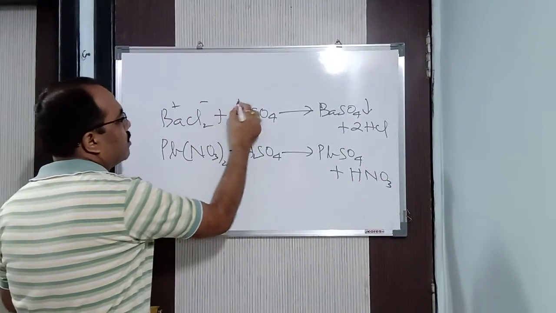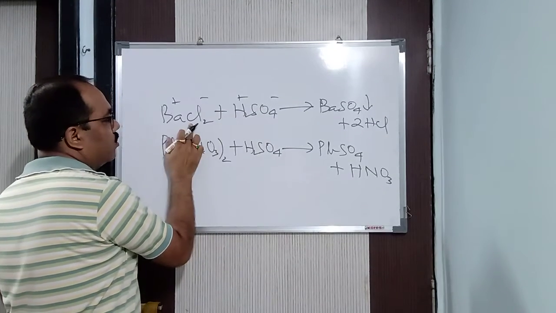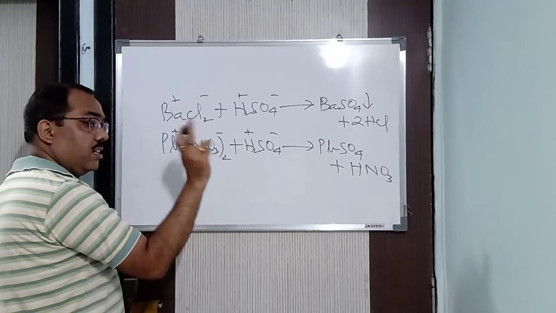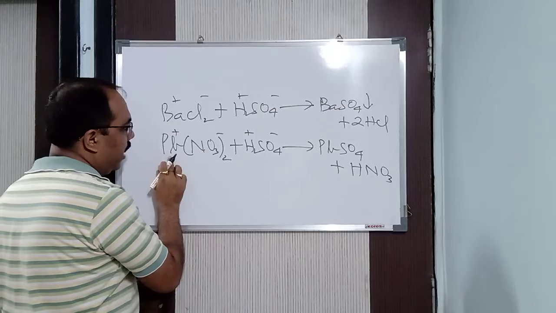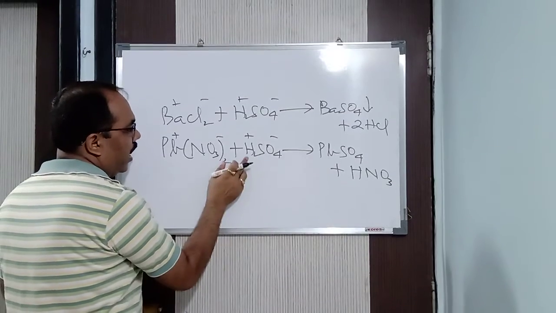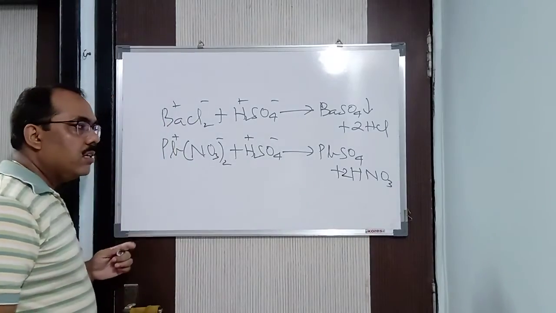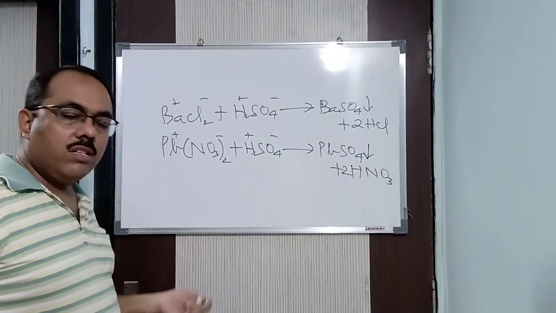You see, plus minus, plus minus. Ba goes with sulfate and hydrogen goes with chlorine. Here also same thing, plus minus, plus minus. I am not writing the valency, mind it. I am writing the charges just to show you the double decomposition. Here lead goes with sulfate, and hydrogen goes with nitrate. So 2HNO3, I can write it down here. That's it. So here also this is a white PPT. These two are the tests of sulfuric acid.